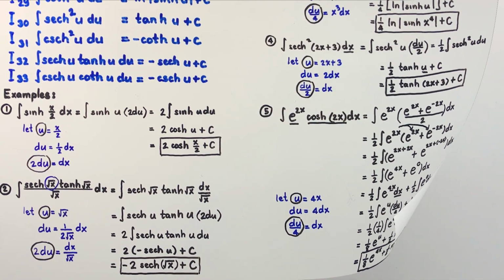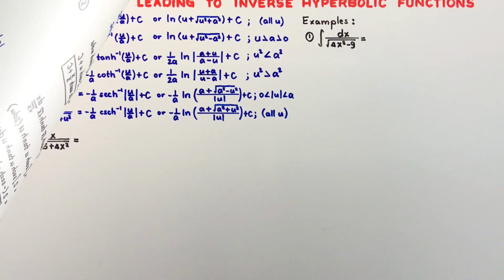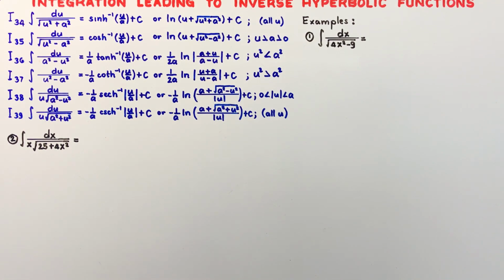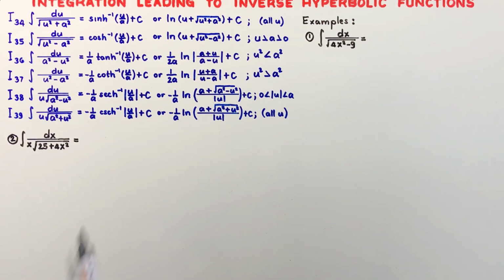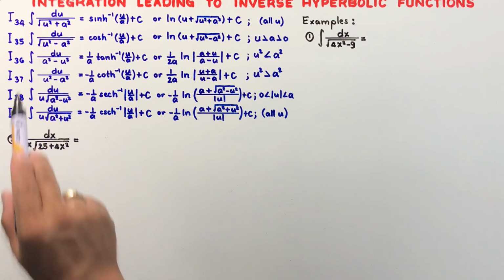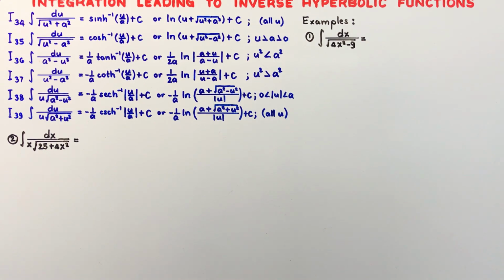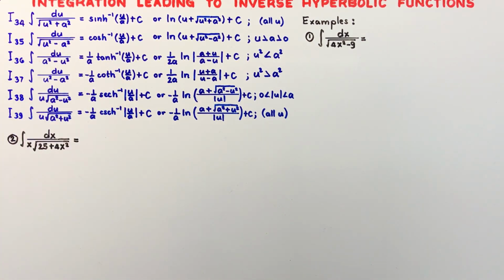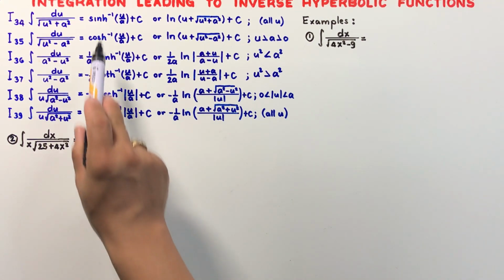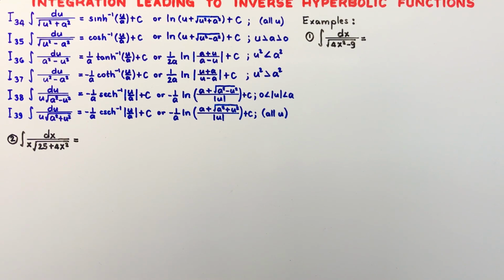So to continue in this video, we will add 6 more formulas here, and these are integrations that would lead to the inverse hyperbolic functions. So formula 34, we have the integral of du over the square root of u squared plus a squared is equal to the inverse hyperbolic sine of u over a plus the constant of integration c.